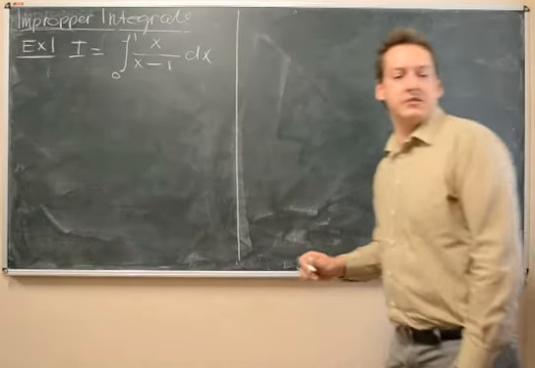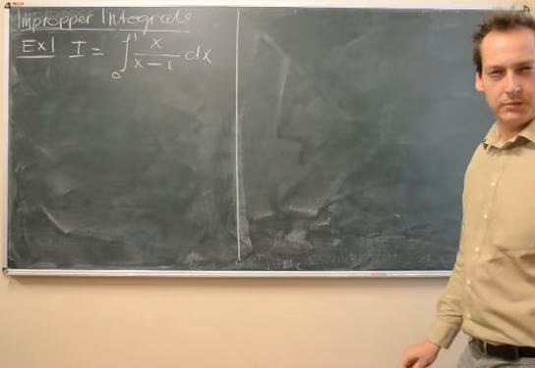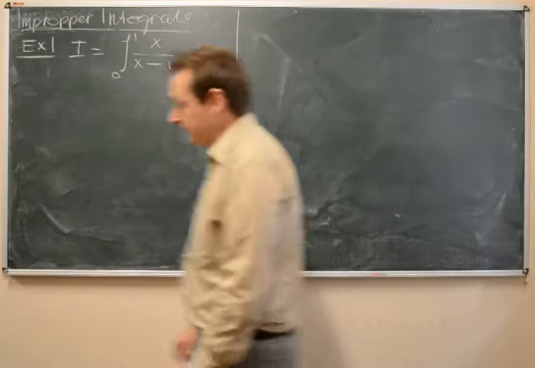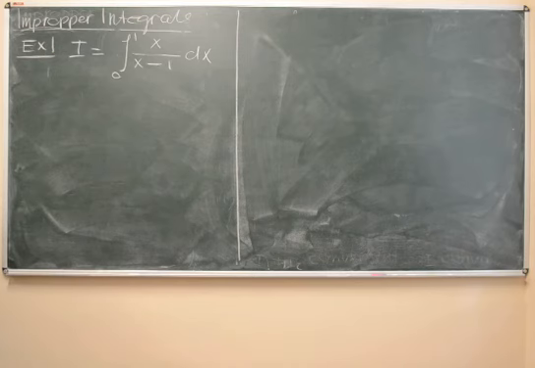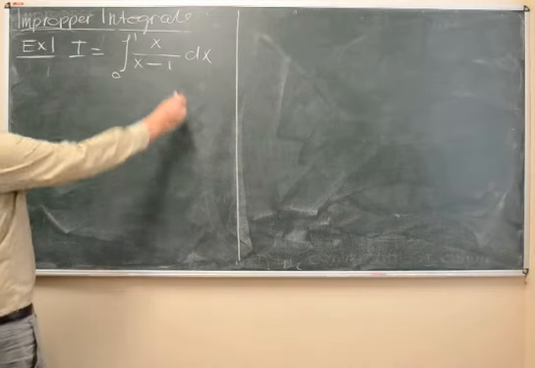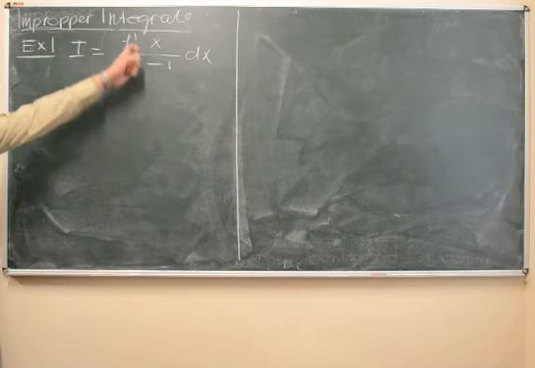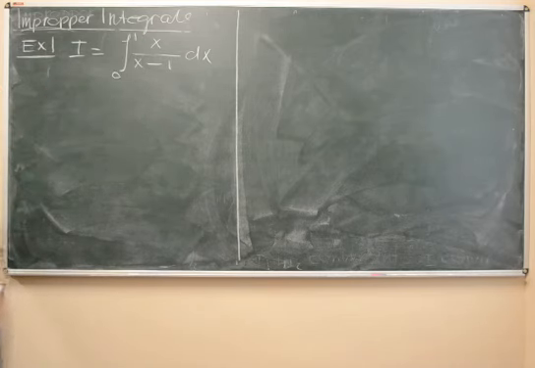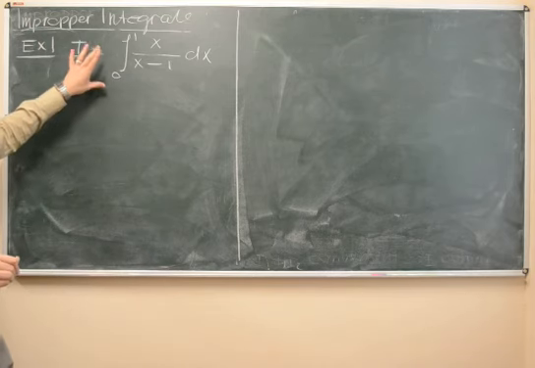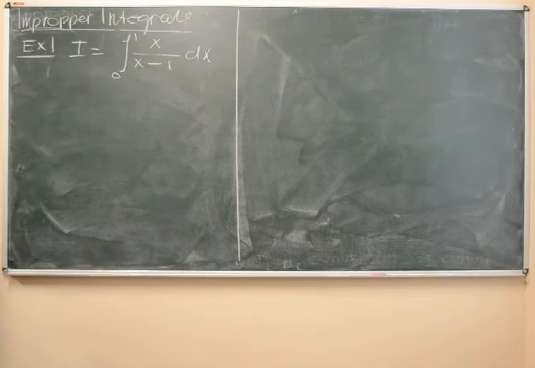Right, so now let's look at an example of an improper integral of type 2. We're looking at the integral from 0 to 1 of x over x minus 1. Now why is this an improper integral? Well, you'll note that the function we're integrating, x over x minus 1, is discontinuous at the endpoint 1. That means that we can't calculate this integral using the fundamental theorem, right?